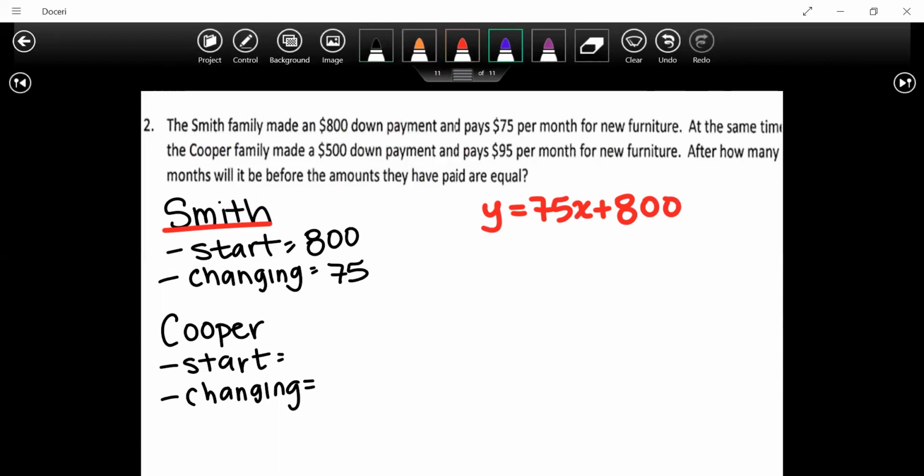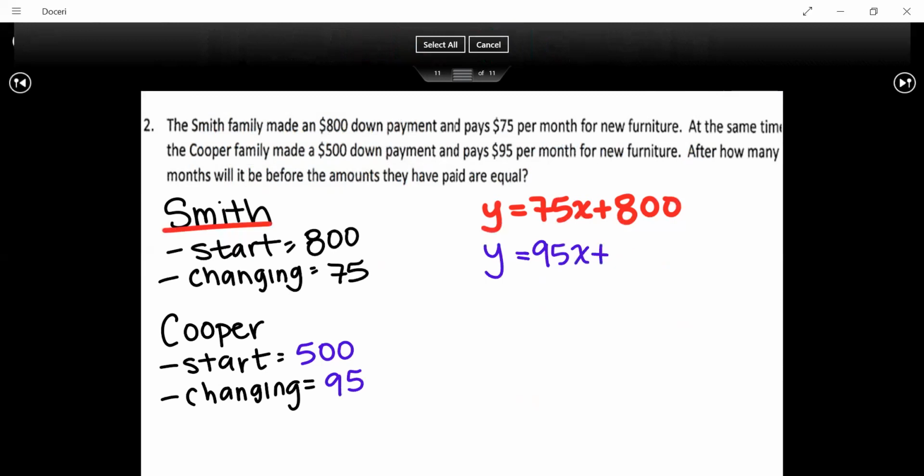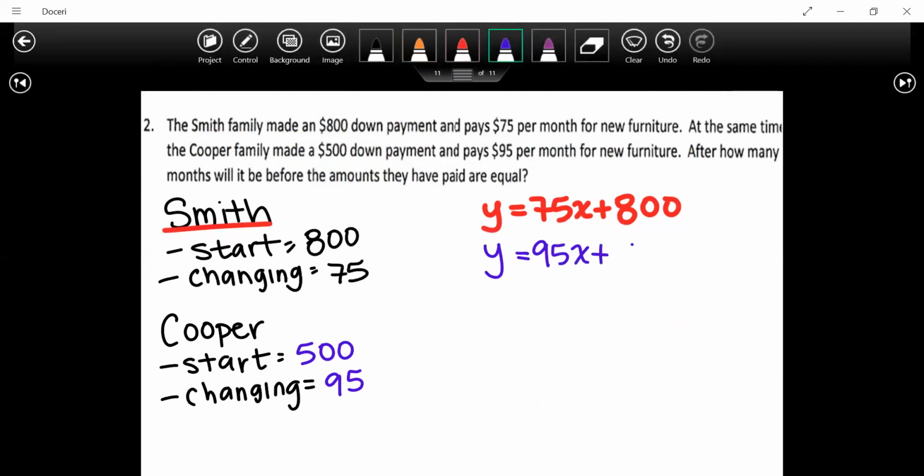Do the bottom one, Cooper's. How much did they pay for their down payment? $500. How much is their monthly cost? $95 after that. Let's make an equation for them. Total cost y is equal to 95x plus 500. Boom. Cool beans?